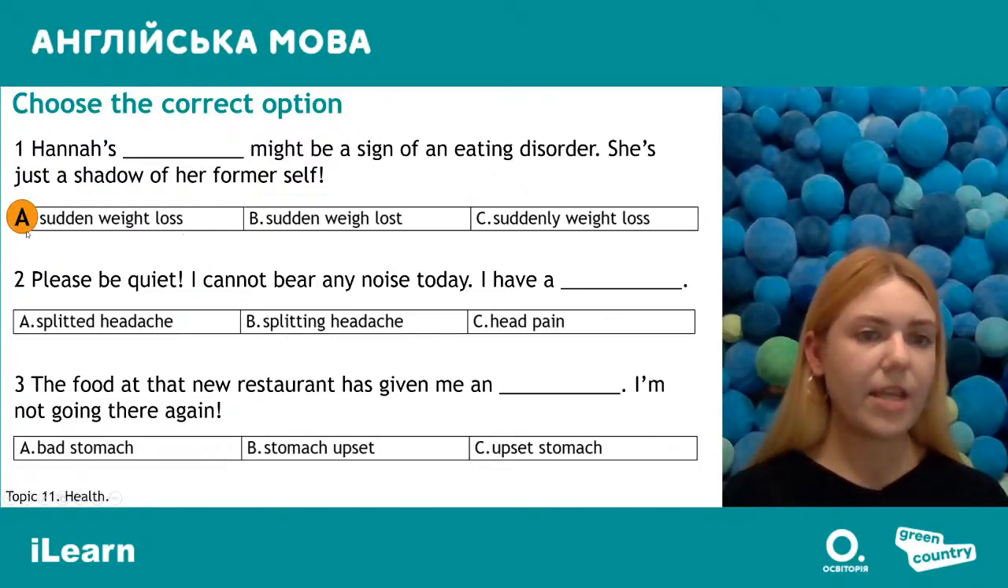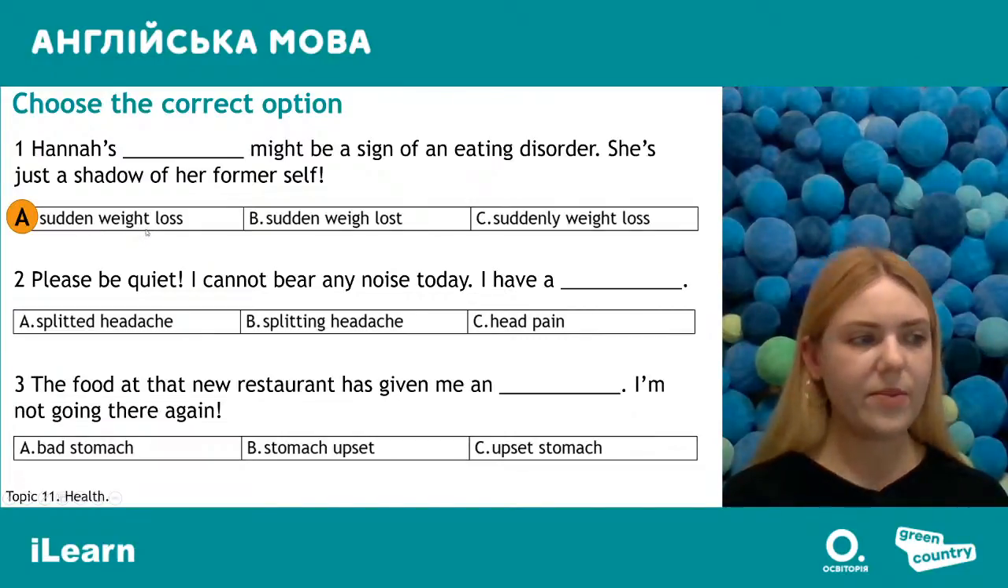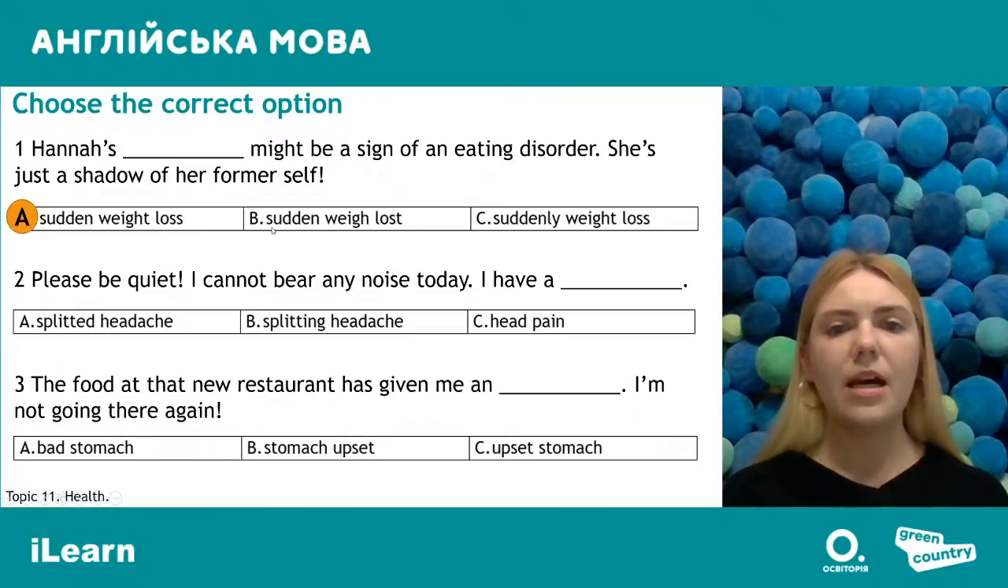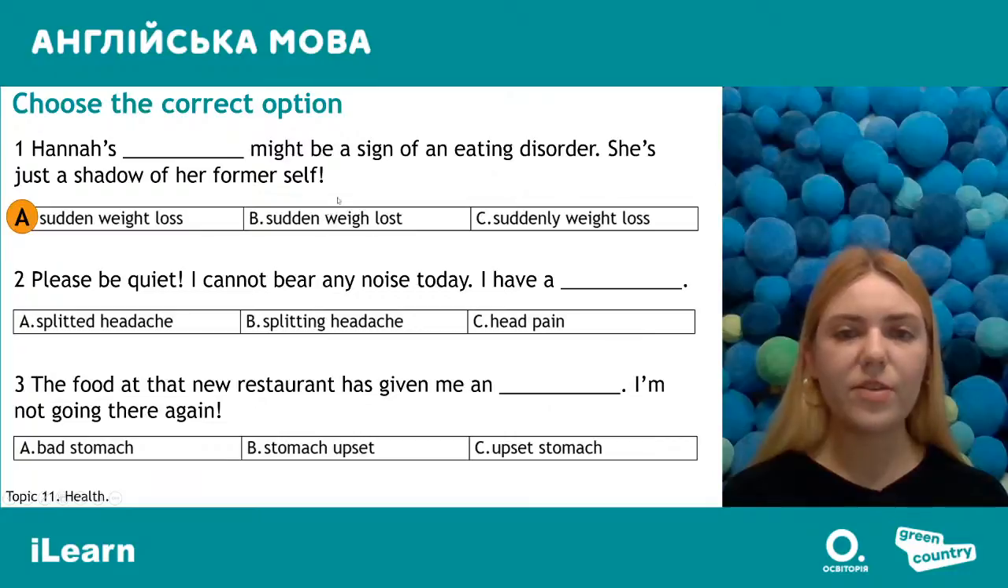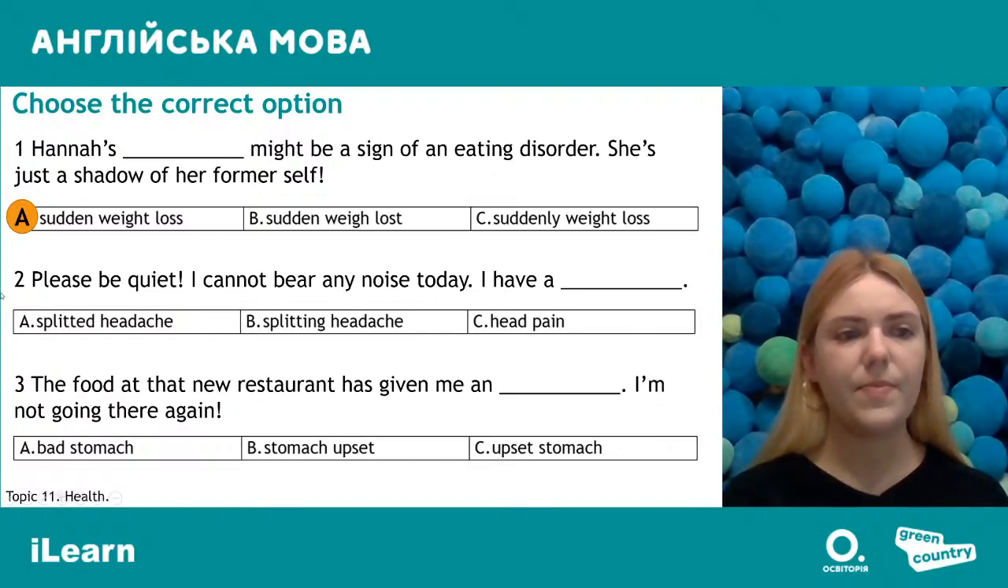Yes, that is A. Yeah. Sudden weight loss. So we need letter T because it's a noun. Тут іменник, тому буква T потрібна. Weight loss. Sudden weight loss. B нам не підходить, тому що в даному випадку weigh, якщо без букви T в кінці, це дієслово зважувати. Да? Тут нам потрібен іменник. Good. Number 2.